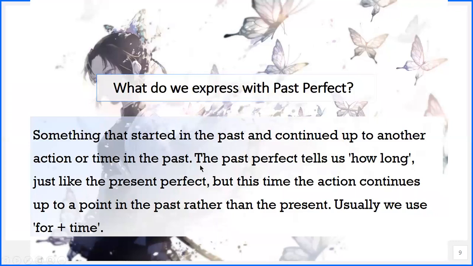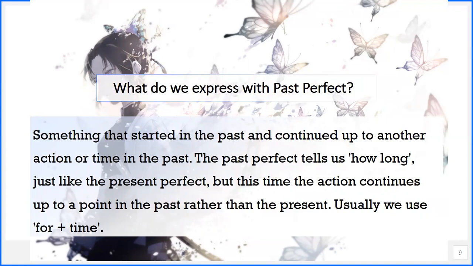So one of the other uses that we want to focus on a little bit is that we can use the past perfect the same way we use the present perfect, right? So we can use it to express how long something happened. The only difference would be that this action finished in the past. So I can say I have lived in Tijuana for 5 years, and that is still present, right? That still applies to right now.